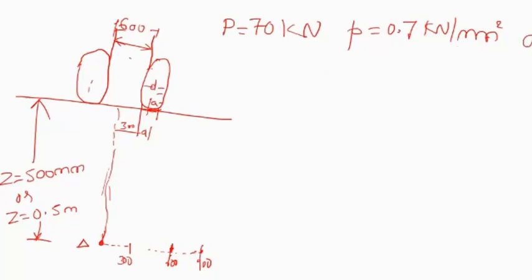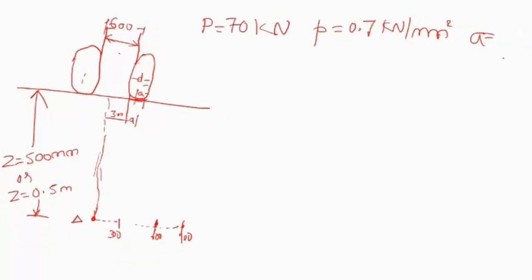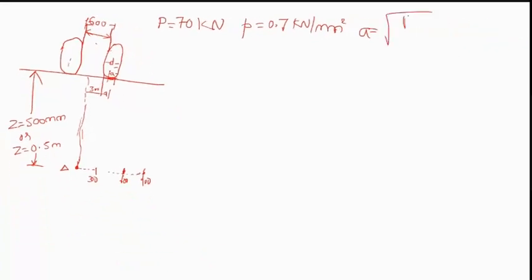Those who have calculated, will you tell? 178.41. A is equal to square root of capital P divided by pi into small pi. So put the values, square root of 70.